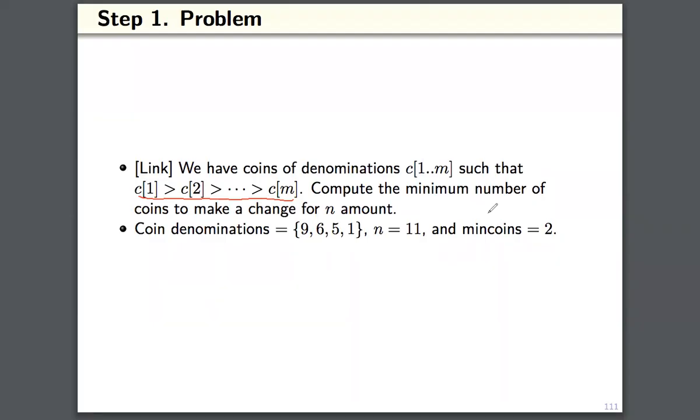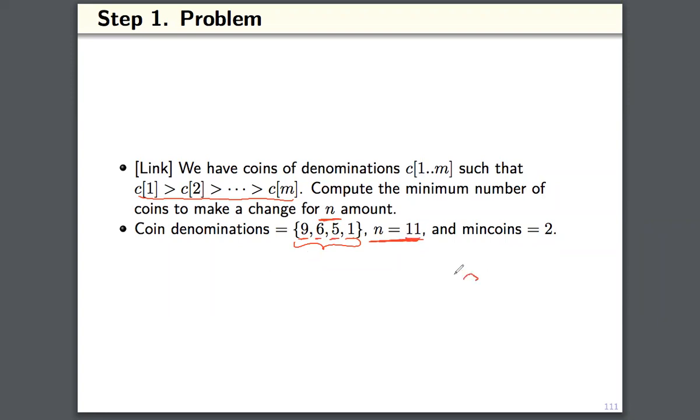9, 5, 1, something like that, right? You want to compute the minimum number of coins to make change for n amount. That means these are your denominations: C of 1, C of 2, C of 3, C of 4, right? N is equal to 11. You want to give change for 11. What is the minimum number of coins you can choose from these denominations to make 11?